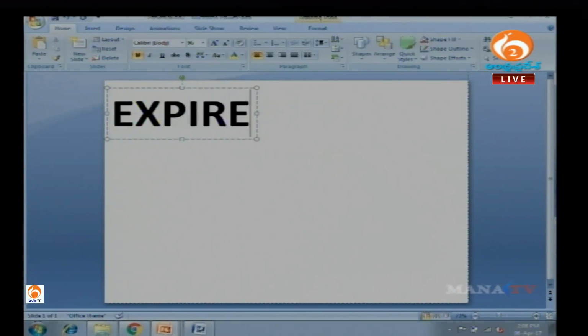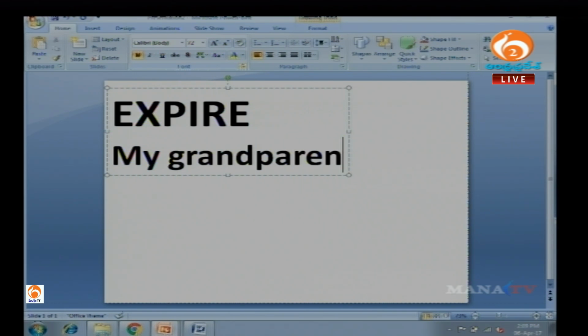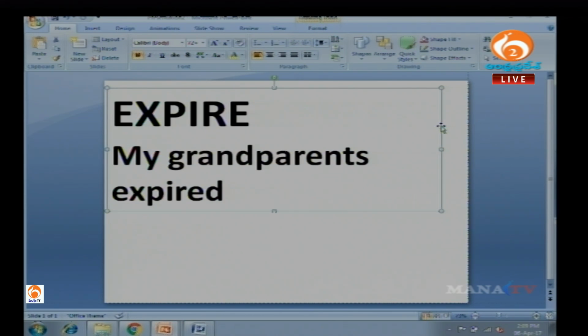Okay, let me quickly type that for you. Expire. Now a lot of people use the word incorrectly. My grandparents expired 3 years ago. Now the word expire is applicable only in certain cases. When should I use the word expire?